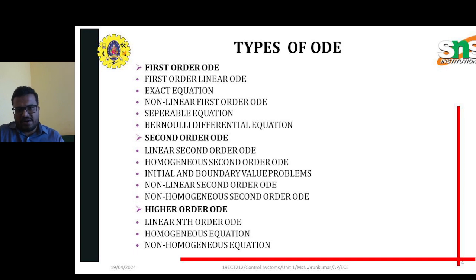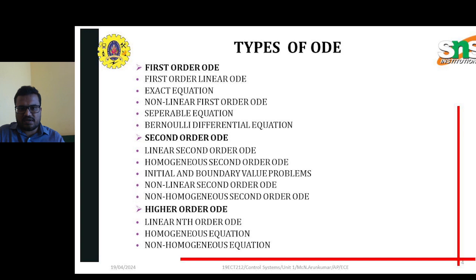First order, second order, higher order. So in control systems, there are three types of orders: first order, second order, and higher order. Based on the order, we can identify the corresponding differential equations. For example, if first order, it has to be followed by first order linear, exact equations, non-linear first order ODE, separable equations, Bernoulli differential equations.